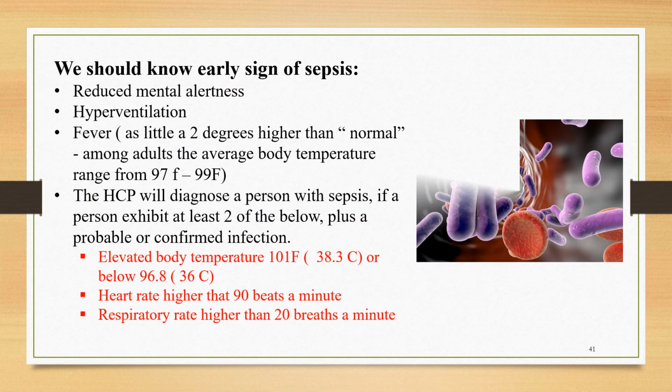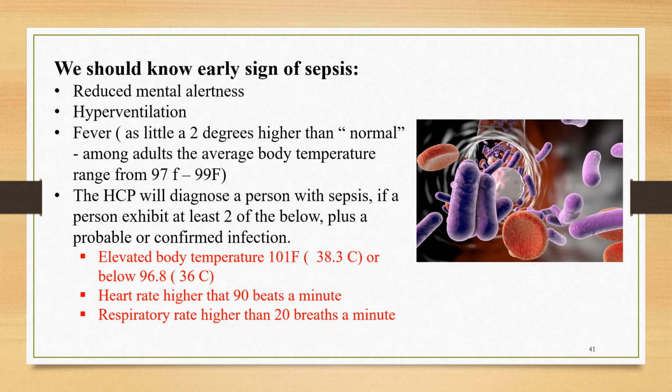We should know the early signs of sepsis. They are reduced mental alertness, hyperventilation, and fever as little as 2 degrees higher than normal. Among adults, the average body temperature ranges from 97 to 99, so it will be a little bit higher than that.